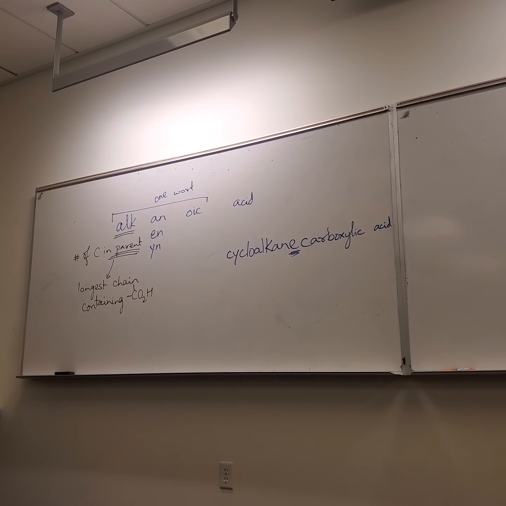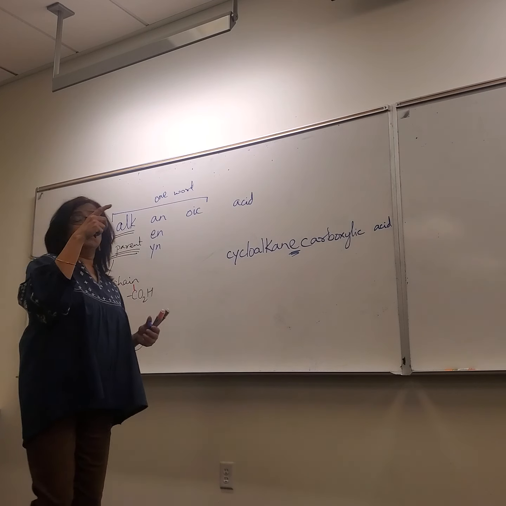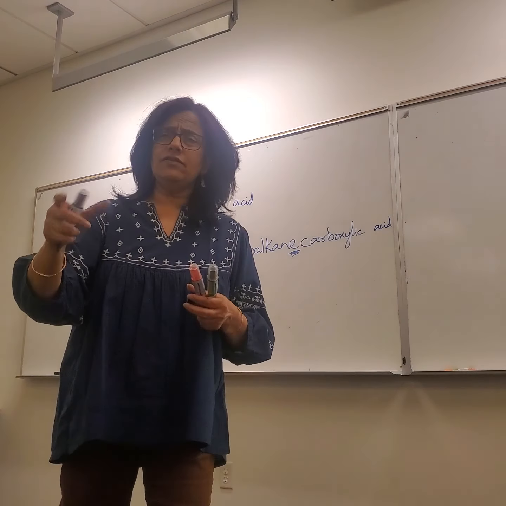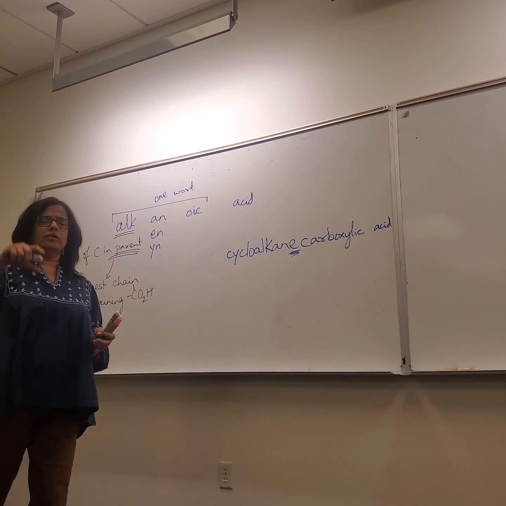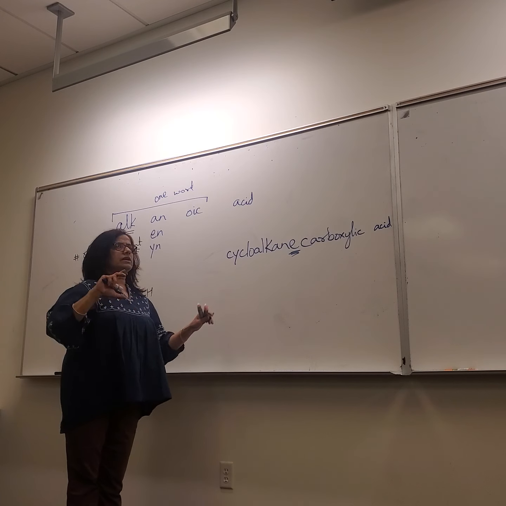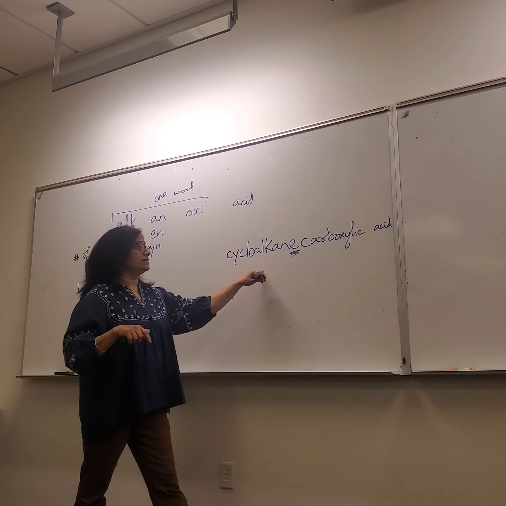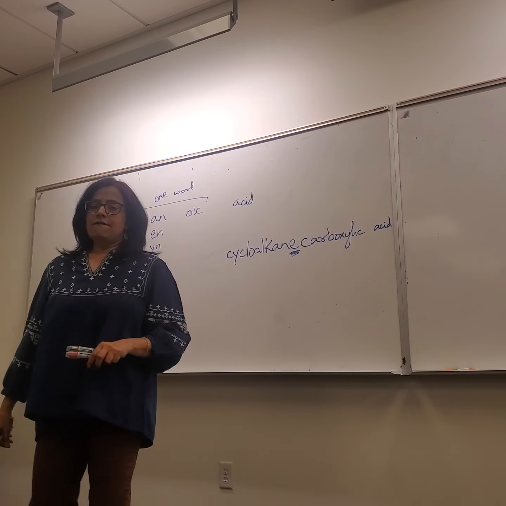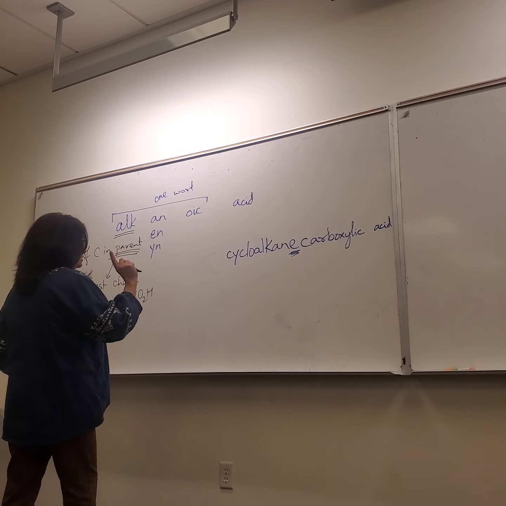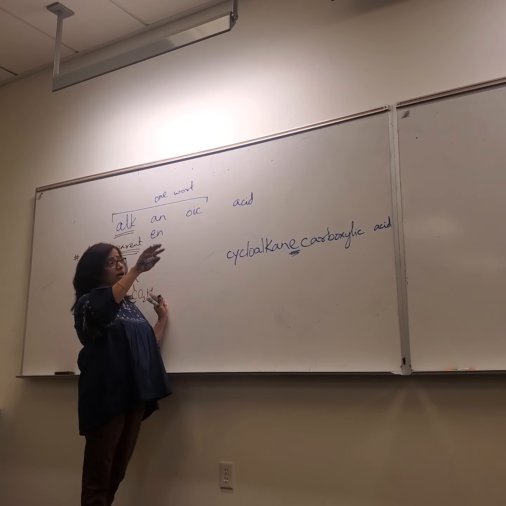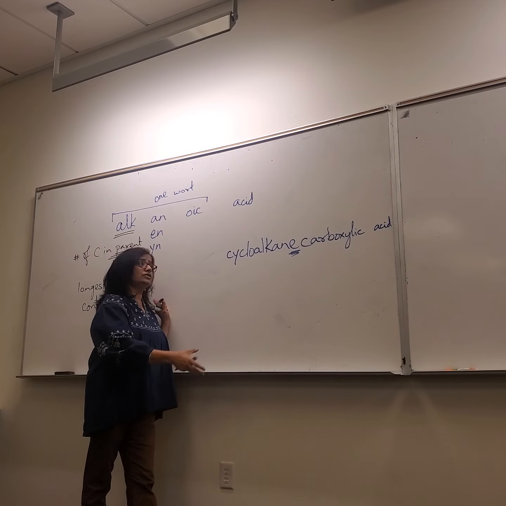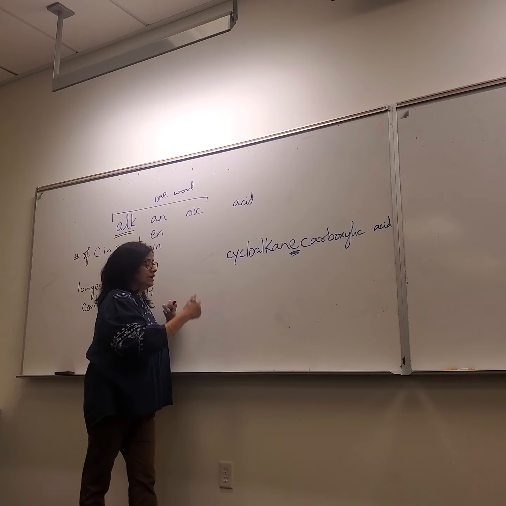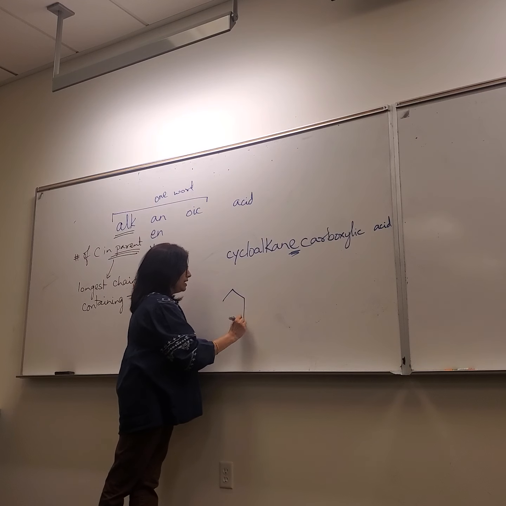So just like for aldehydes, they are cycloalkane carbaldehyde. If an aldehyde is off a ring, similarly, if a carboxylic acid is off a ring, it's cycloalkane carboxylic acid. But there is one carboxylic acid on a ring which is not named like this. It has its own special name.